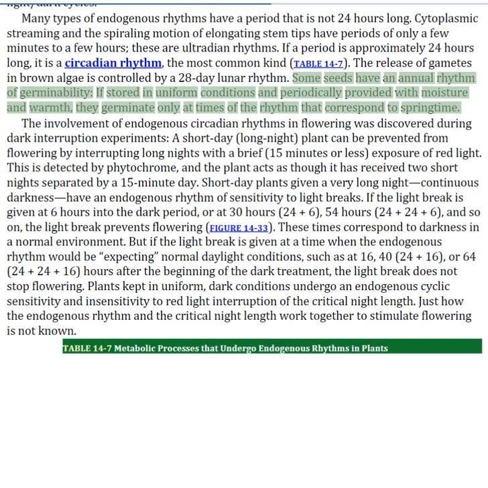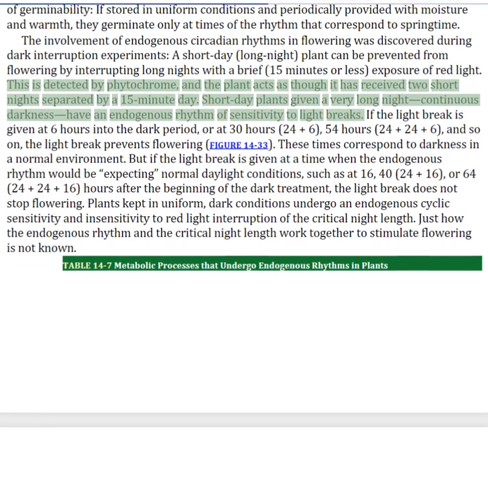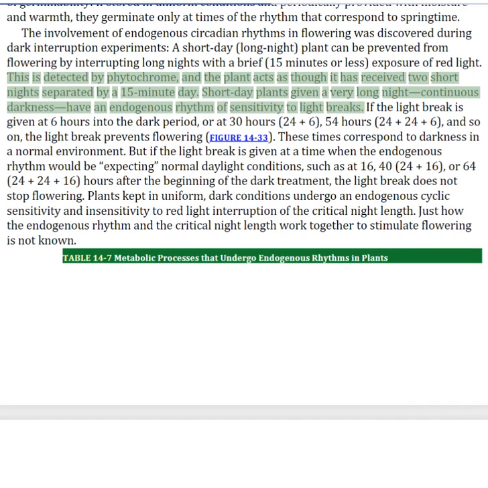If stored in uniform conditions and periodically provided with moisture and warmth, they germinate only at times of the rhythm that correspond to springtime. The involvement of endogenous circadian rhythms in flowering was discovered during dark interruption experiments. A short-day plant can be prevented from flowering by interrupting long nights with a brief exposure of red light. This is detected by phytochrome, and the plant acts as though it has received 2 short nights separated by a 15-minute day.